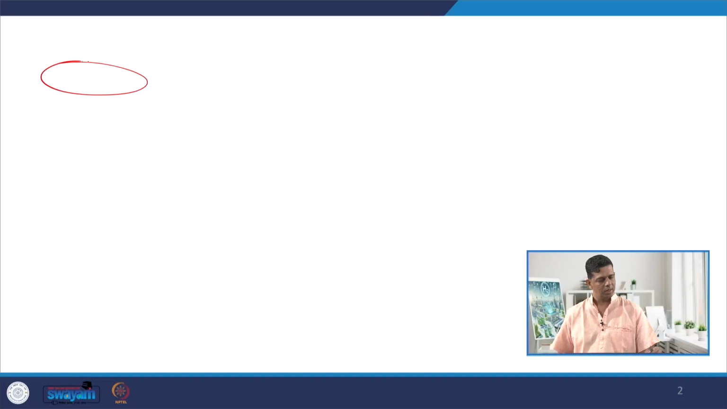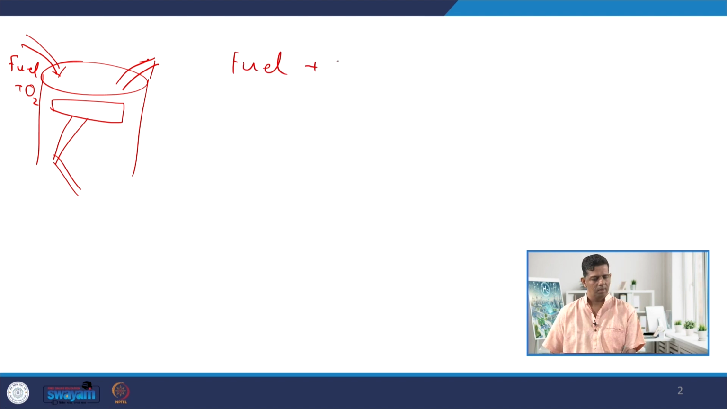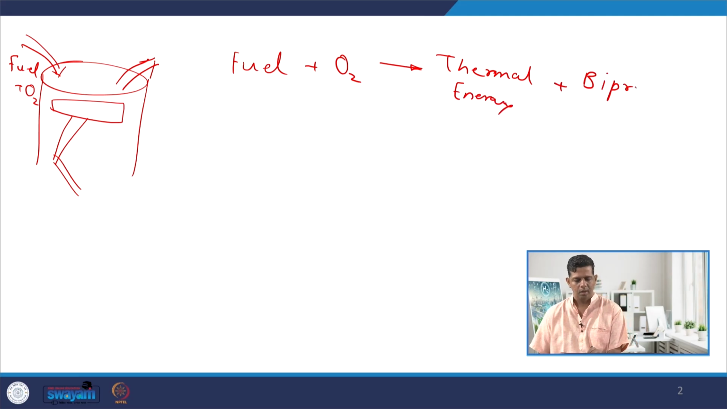So moving on, all of us know how an IC engine works. Basically, it's a cylinder and piston arrangement, and what we typically do is send the fuel and oxidant, that is O2, into the cylinder. When it gets combusted, we have this reaction: fuel plus O2 gets converted into thermal energy, and of course the byproducts, depending upon what fuel we are using.